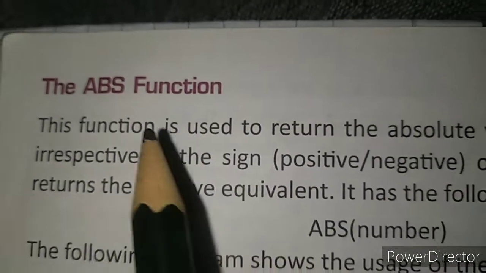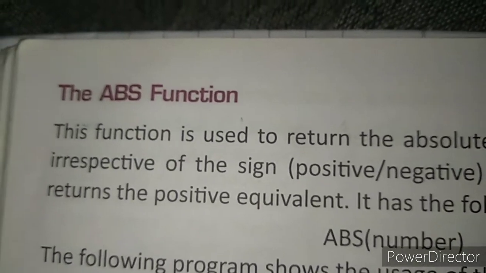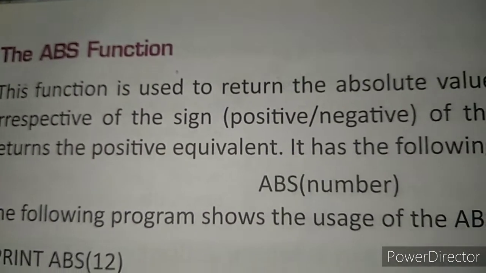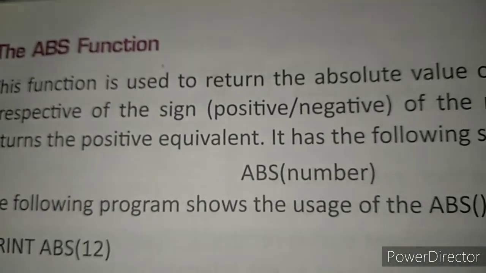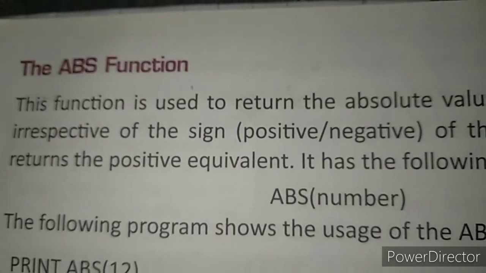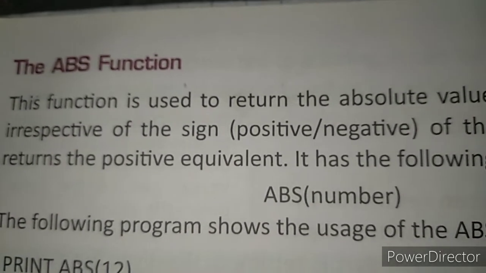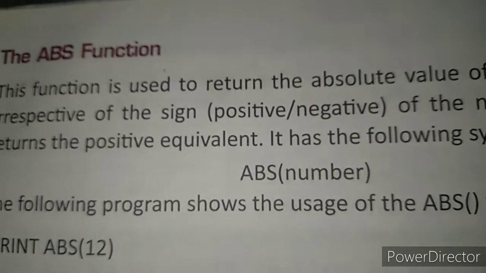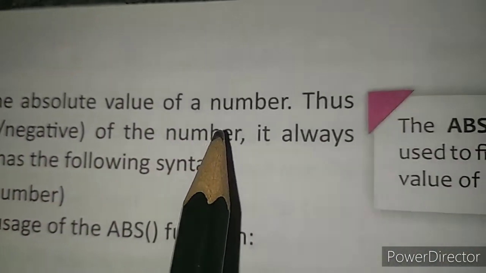Now the next function is the absolute function. This is the function which eliminates the negative sign from a number. If a number is positive, then the same number will be returned, and if a negative number is there, it converts it into the positive number and shows it as output. So this is known as the absolute function. This function is used to return the absolute value of a number.